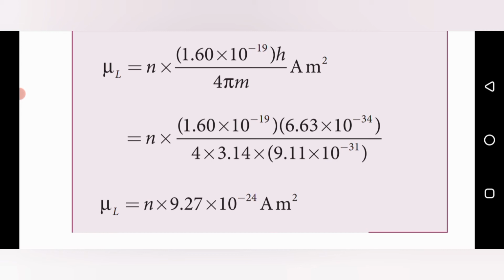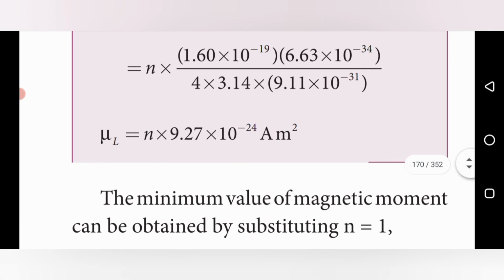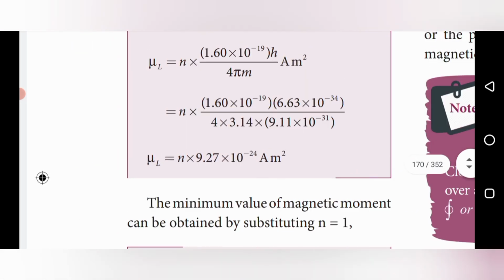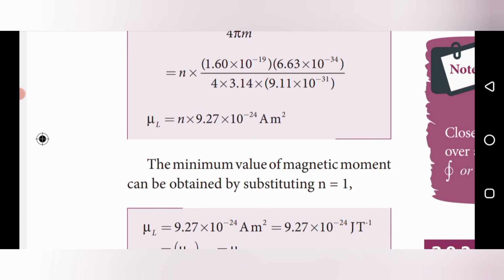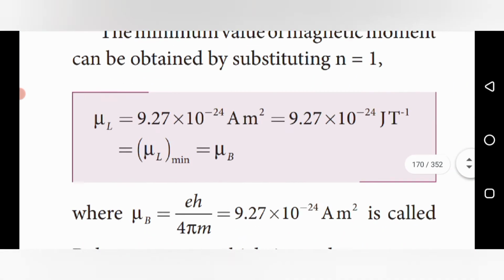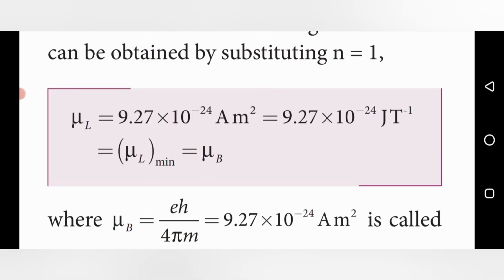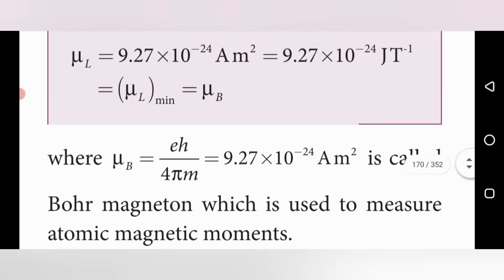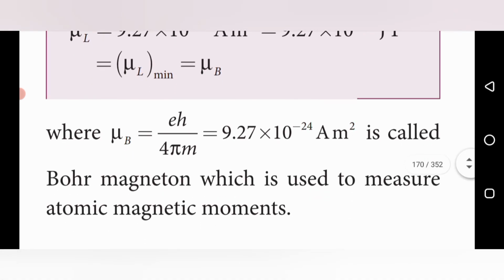Ampere meter square is the unit here, and it also has another unit. Here we find the minimum value of the magnetic moment, so we substitute n is equal to 1. Then you will get the same constant, 9.27 × 10^-24 ampere meter square, which can also be denoted as joule per Tesla. That is denoted as μB here. μB is also called the Bohr magneton, which is used to measure atomic magnetic moments.